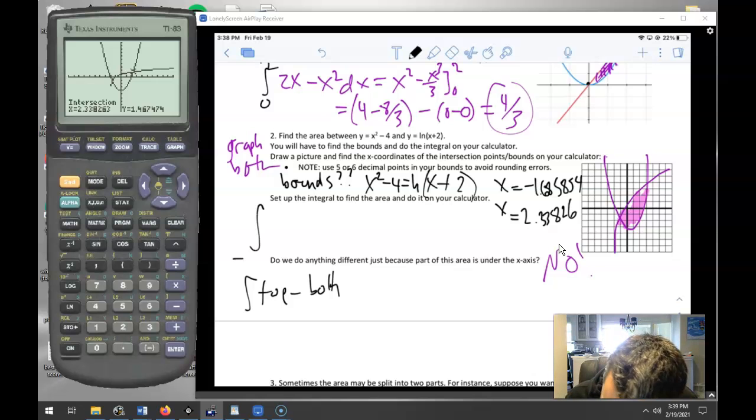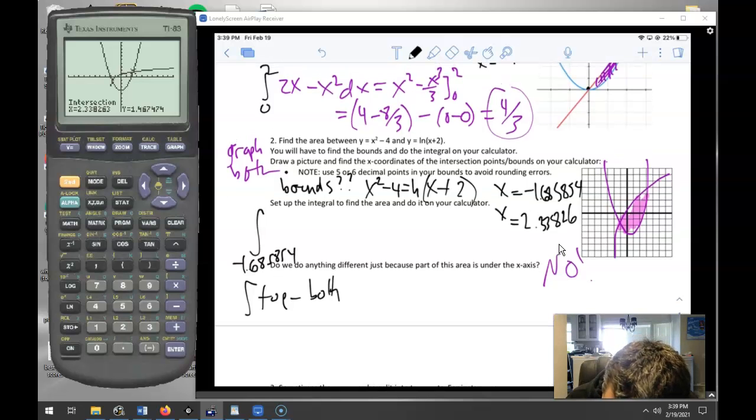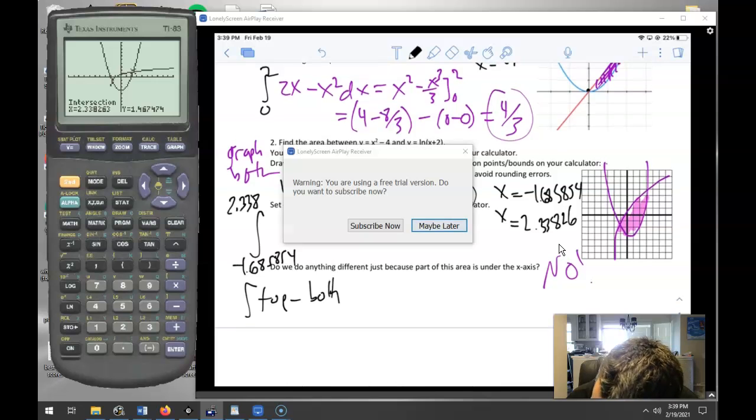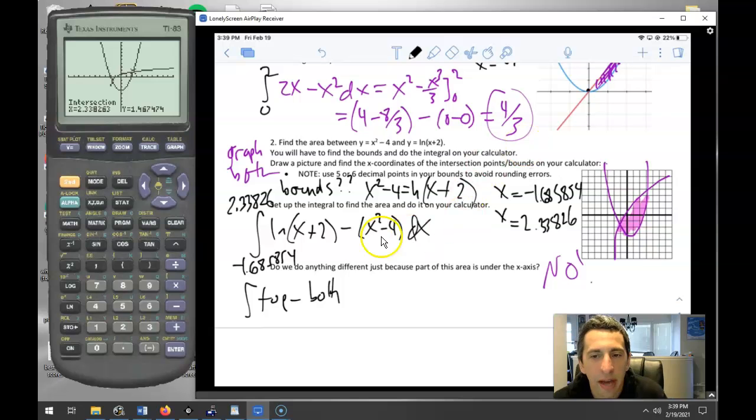Oftentimes you just switch the top and the bottom one. So we're just going to do negative 1.685854 to 2.33826. Okay. And I'm just going to do my top function, which is the natural log graph, minus the bottom function. Okay, so go ahead and punch this in on your calculator if you want.